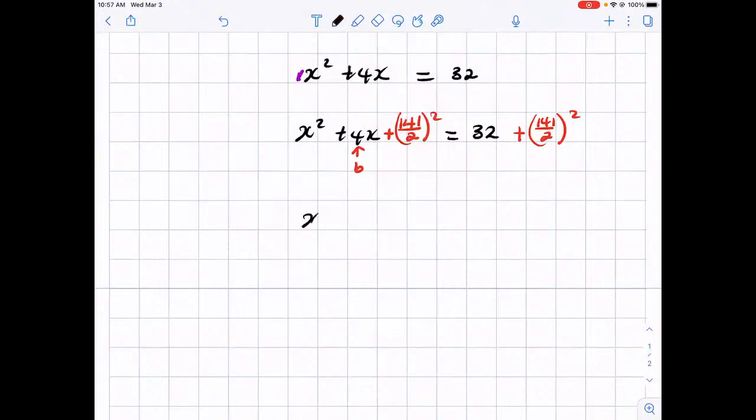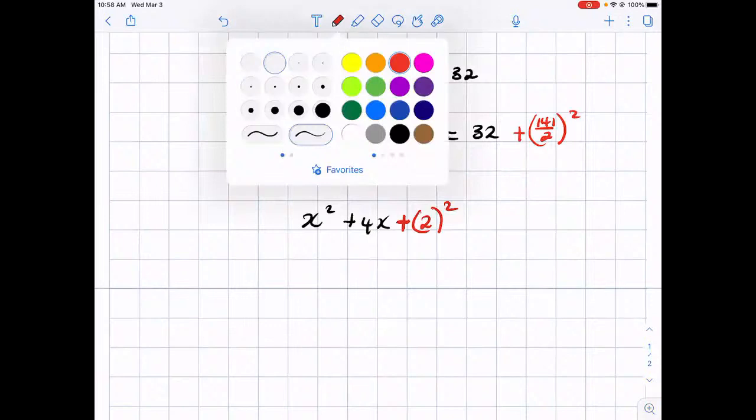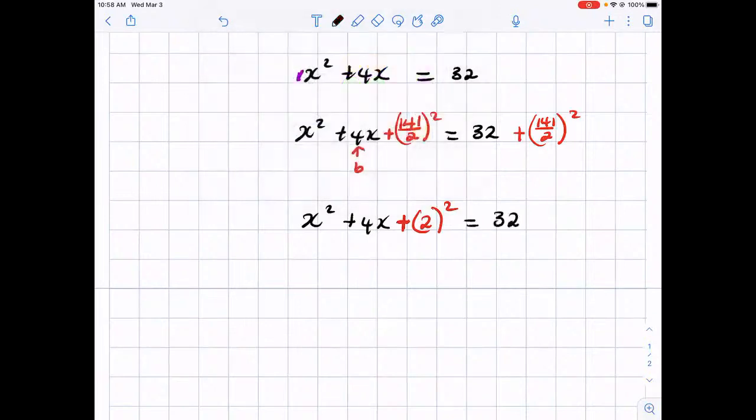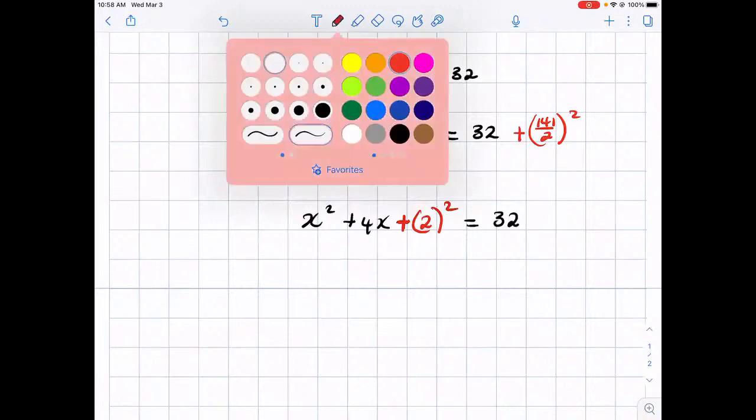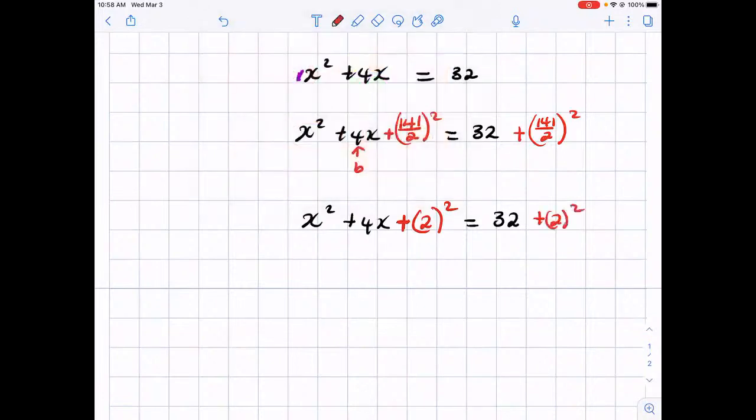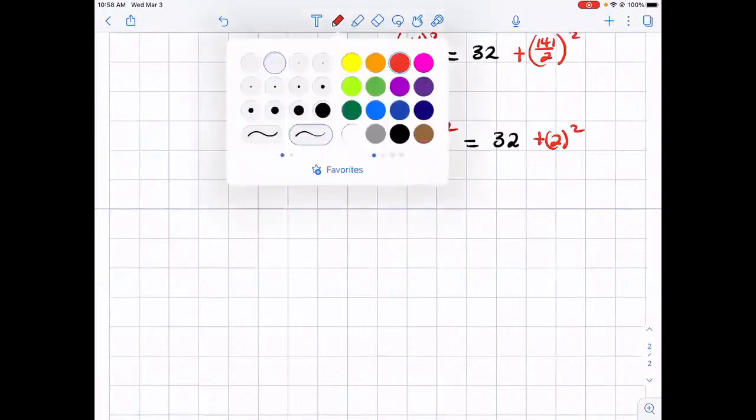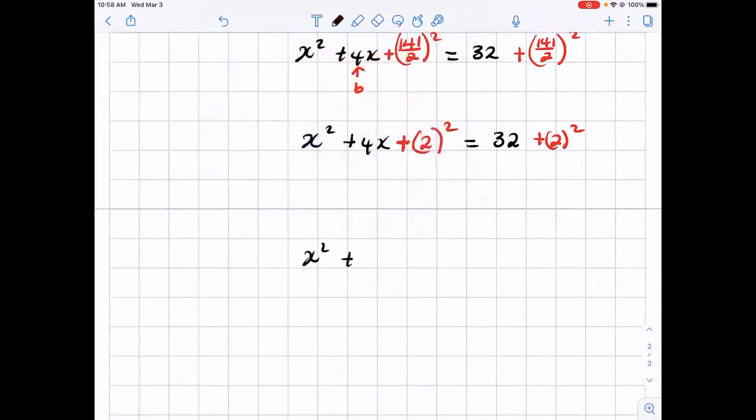So now we have x squared, okay, and now we want to factor this. So plus 4x plus the absolute value of 4 is 4. Divide that by 2, you will get 2. And notice I don't say it 2 squared is 4. And I will show you that. Okay, I will show you why I do that. So right now we have x squared plus 4x plus 2 squared equals 32 plus 2 squared.